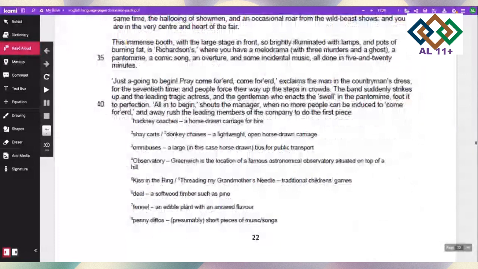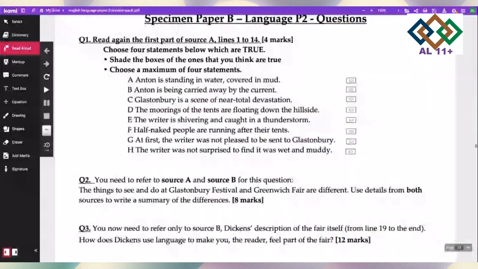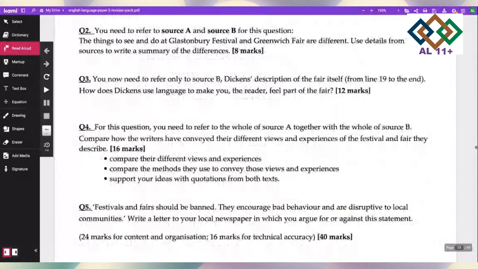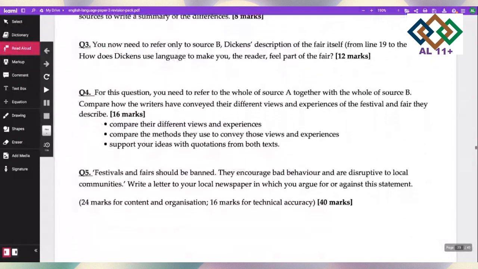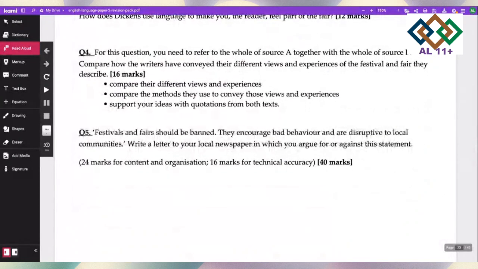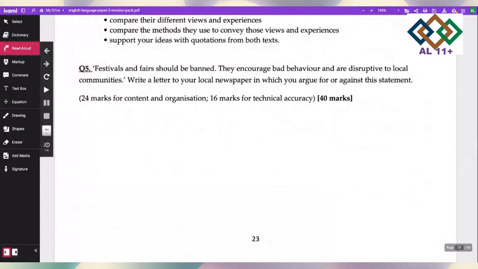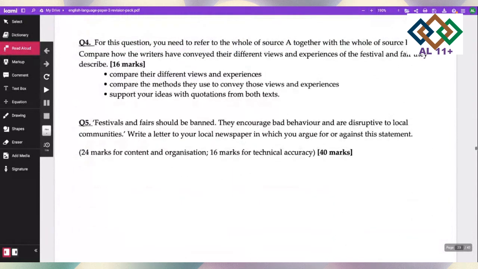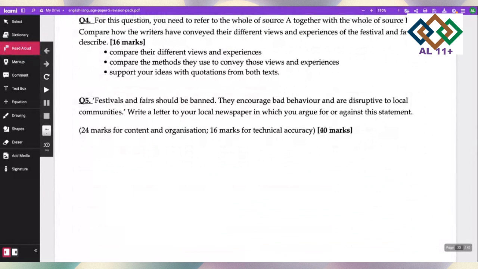Again, the first question, as we told you, is a little easy one. You would have just done it yourself, all of you. Number 2, you need to spend 8 marks. And as this video has told you before, how many minutes you'll be spending on each of the questions. Festivals and fairs should be banned. If you look at this one, your question number 5 is similar to the one they had given in the previous one.